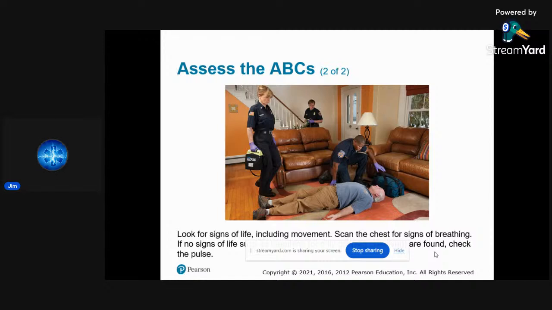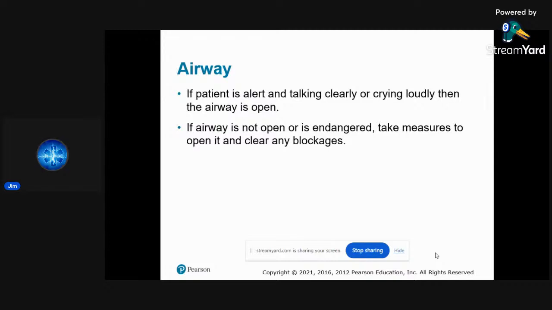Here's a picture. We're going to look for signs of life, including movement. Scan the chest for breathing. If no signs of life, as in breathing or gasping air, are found, check for a pulse. Airway. If a patient is alert and talking clearly or crying loudly, they have a patent airway.